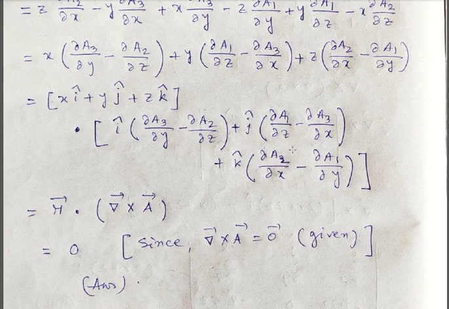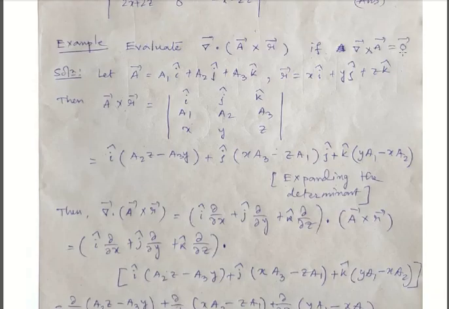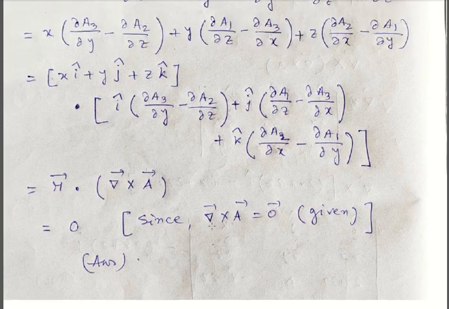So why are we writing like this? Because the del cross a value is given as 0. Look at this, del cross a value is given as 0, and we need to evaluate this one. So the del cross a value is 0, and we are getting the end result as r dot del cross a, and del cross a is 0, so we put 0. So r dot 0 vector, what is this? It will be 0. We do not put a 0 vector here because there is a dot product. We only simply write 0, and hence this is the answer.